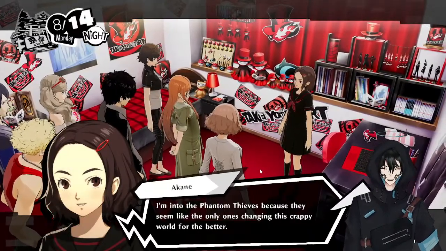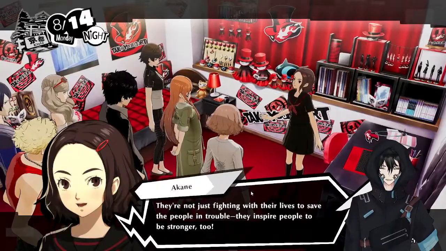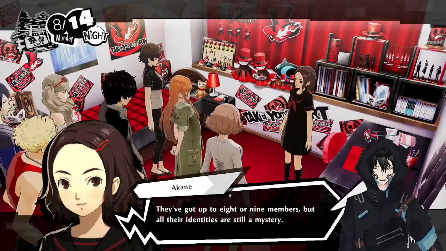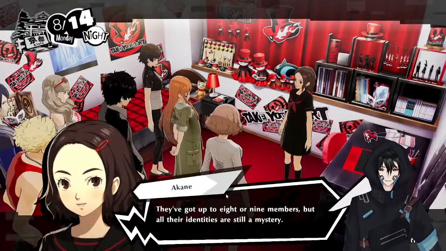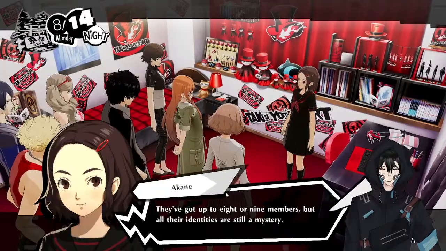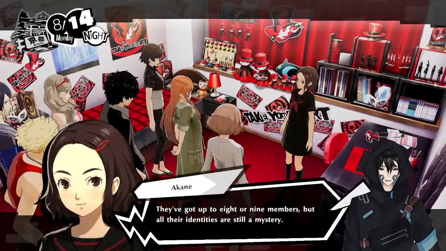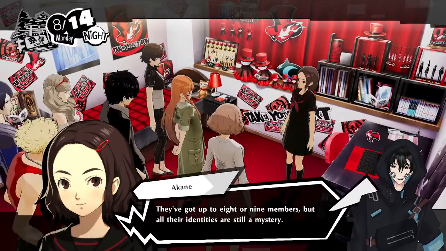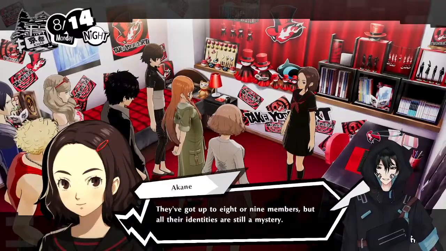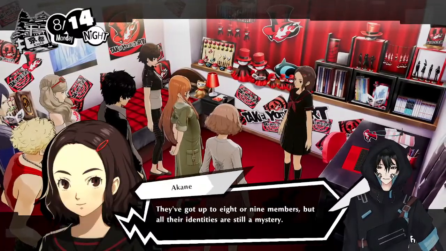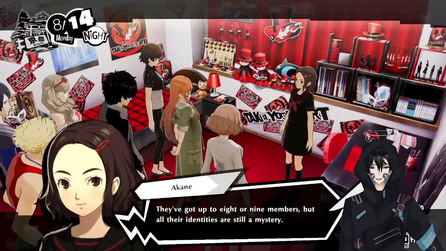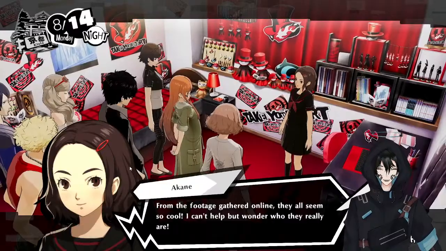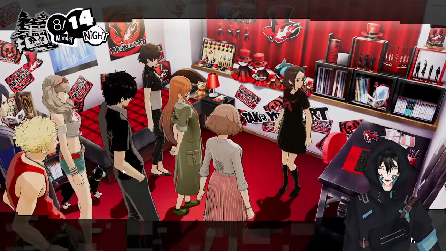I'm into the fantasies because they seem like the only ones changing this crappy world for the better. They're not just fighting with their lives to save the people in trouble. They inspire people to be stronger too. They got up to 8 or 9 members. We actually are 7, but if we count Takechi and the other girl Sumire, that's 9. Which are 9 again right now. They all seem so cool. I can't help but wonder who they really are.